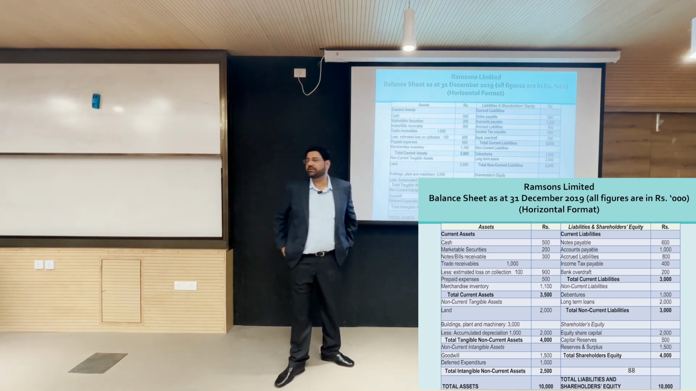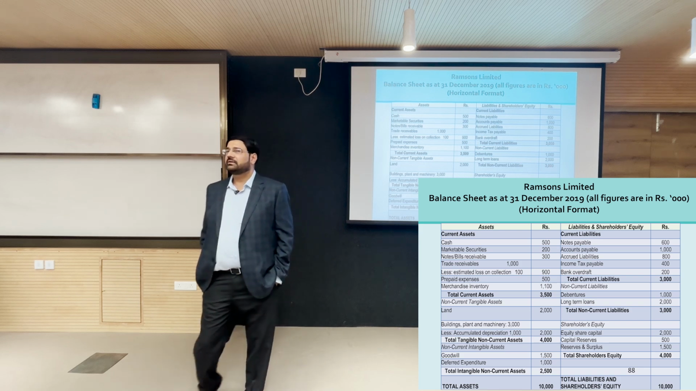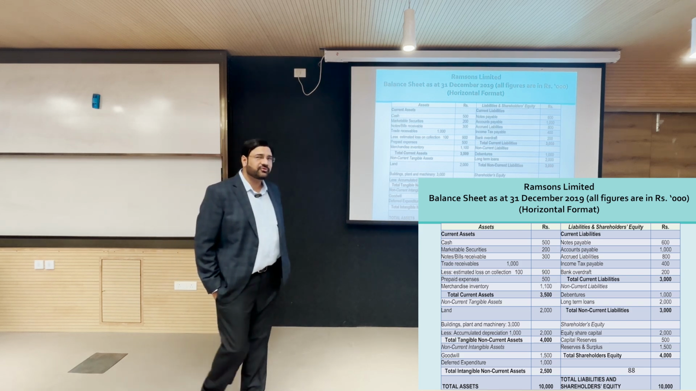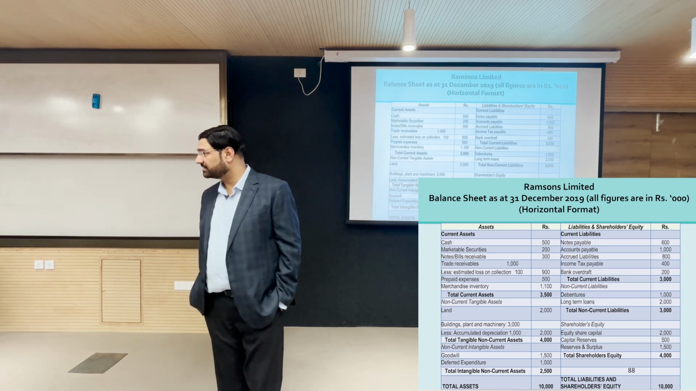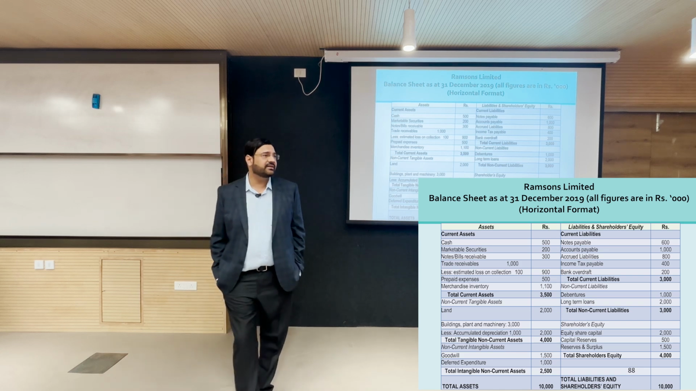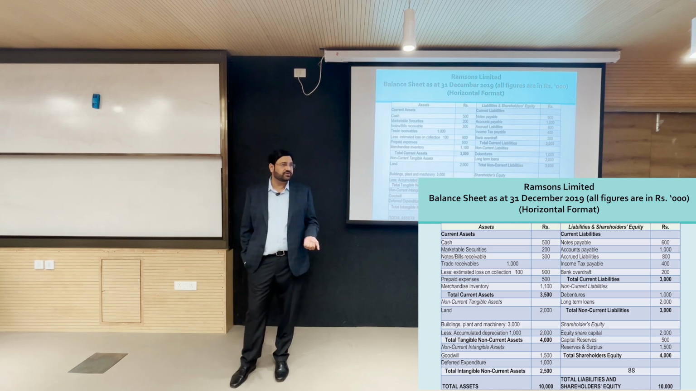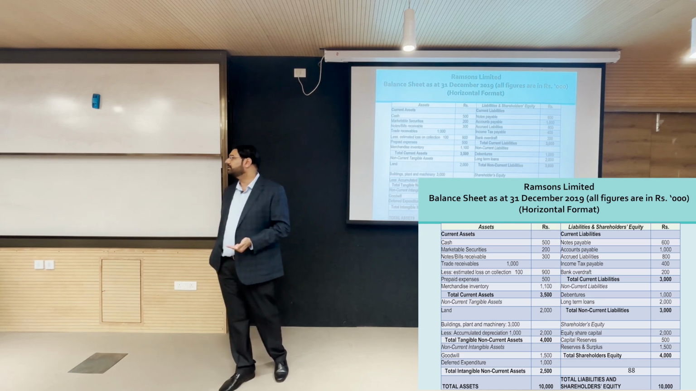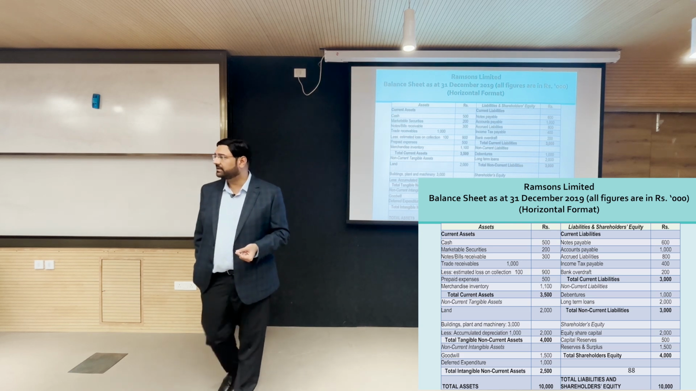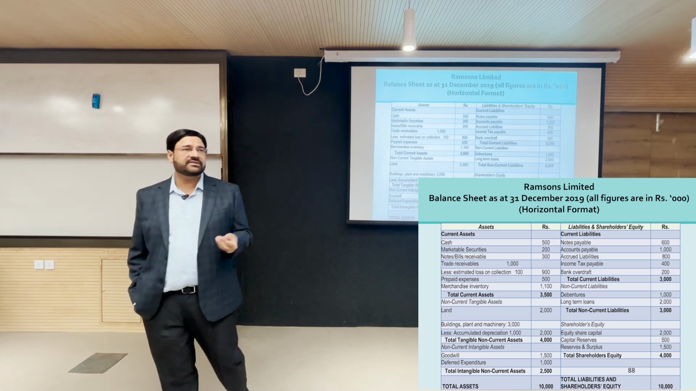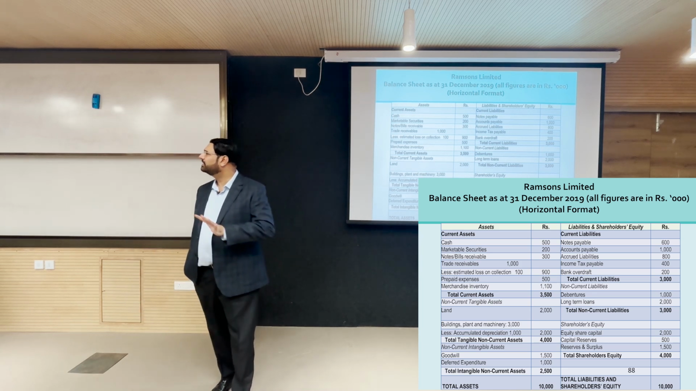Trade receivables: when you sell goods on credit, if you sell goods for cash, you receive cash, but when you sell goods on credit, somebody owes you money to whom you have sold the goods. So, that person is your sundry debtor, that person is called your debtor, which is also called accounts receivable or trade receivable.